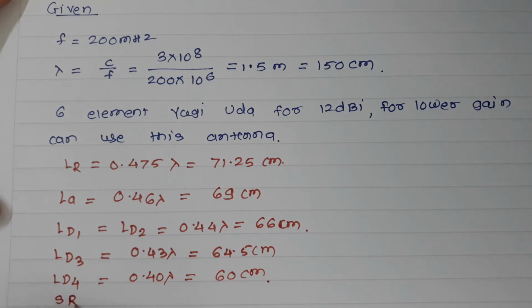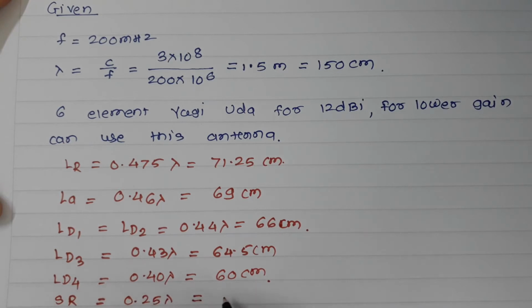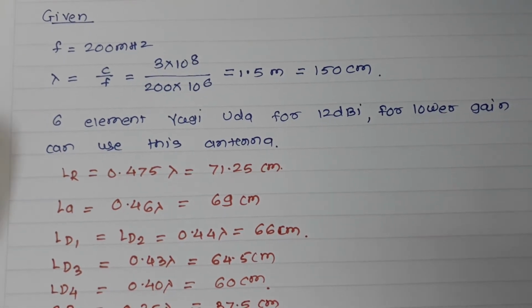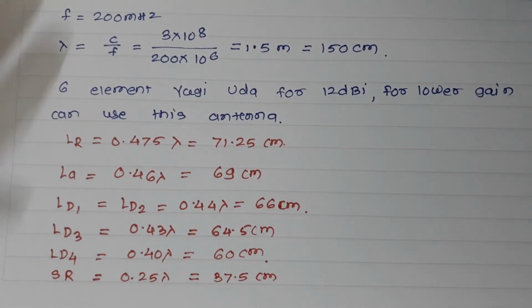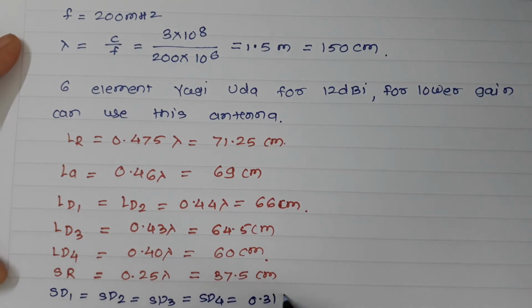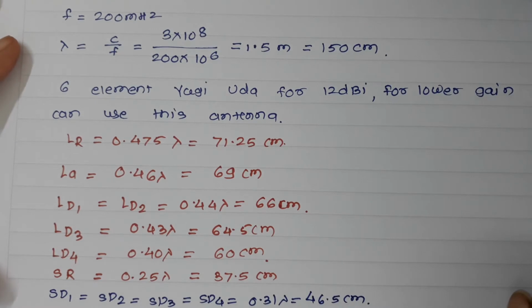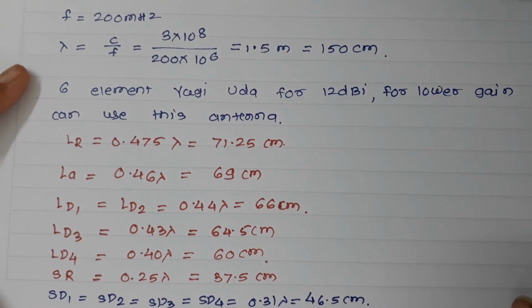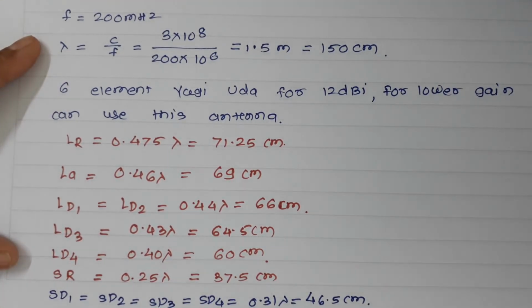So SR is the spacing between the reflector and the active element, which will be 0.25 lambda, coming to 37.5 centimeters. Next are SD1, SD2 and so on, which are the same as we have already calculated. SD1 is equal to SD2 is equal to SD3 is equal to SD4, which is 0.31 lambda, which comes to 46.5 centimeters. So this is the design of this particular Yagi-Uda antenna.